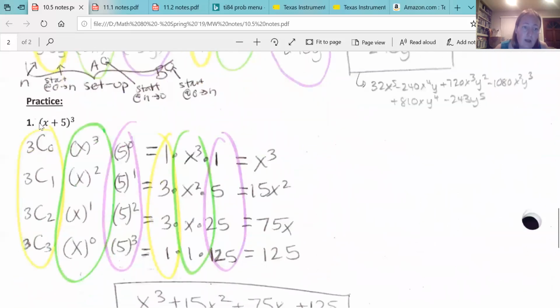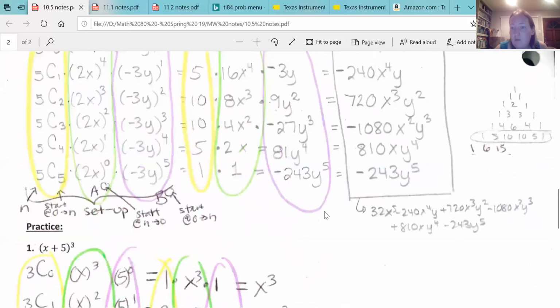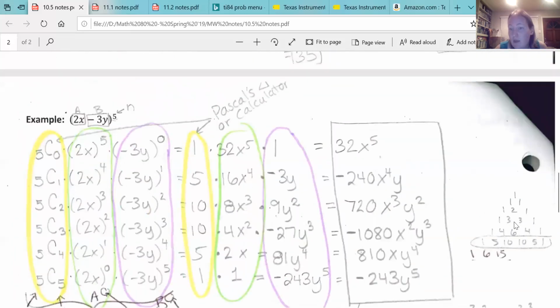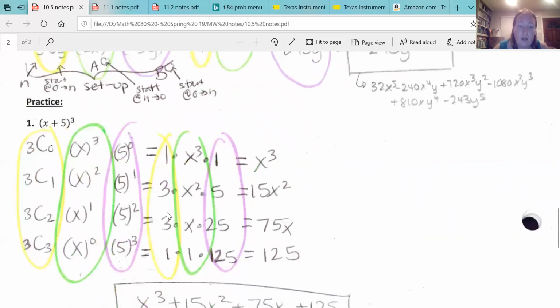So here's another one. The exponent is 3. So now I have 3's here. Always start at 0 and go to your n. Your a, start at 3 and go to 0. Your b, start at 0 and go to your n, which is 3. Pascal's triangle with 3 would be this line right here, 1, 3, 3, 1. So 1, 3, 3, 1 for my coefficients.